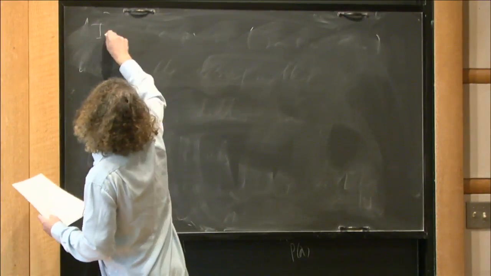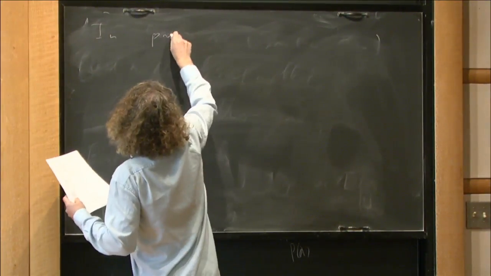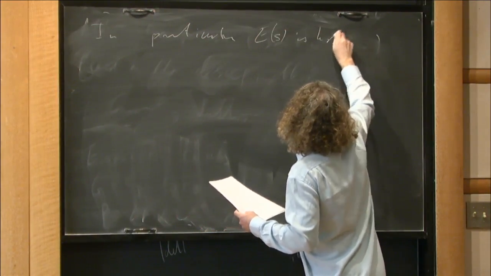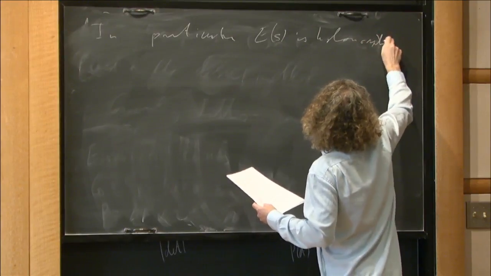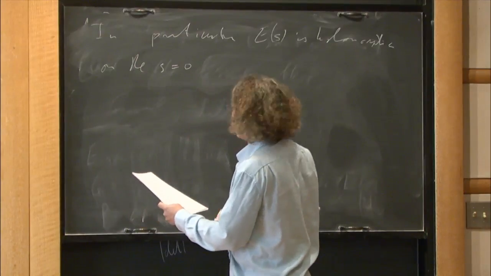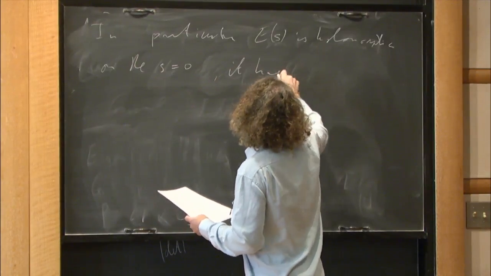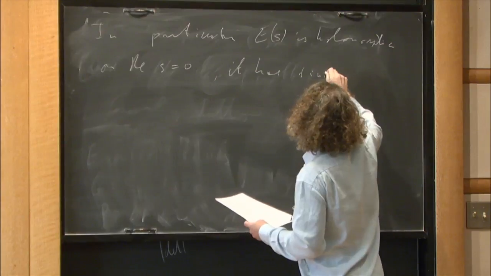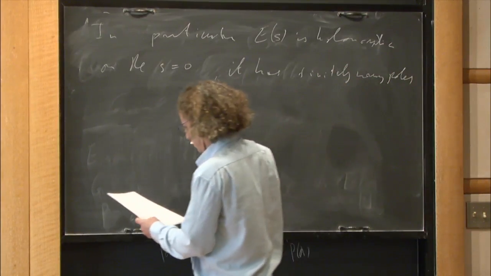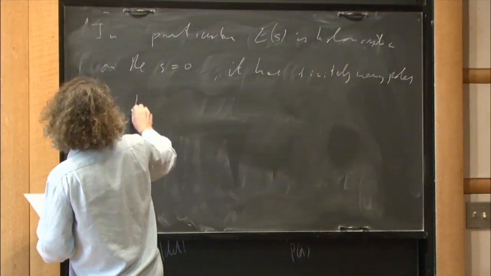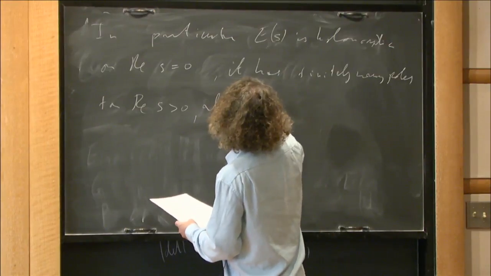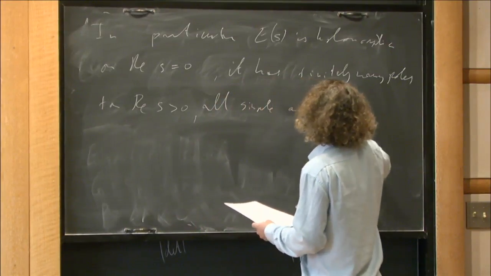And so in particular, ES is holomorphic on the unitary axis, and it has finitely many poles for real S positive, and they are all simple and real.